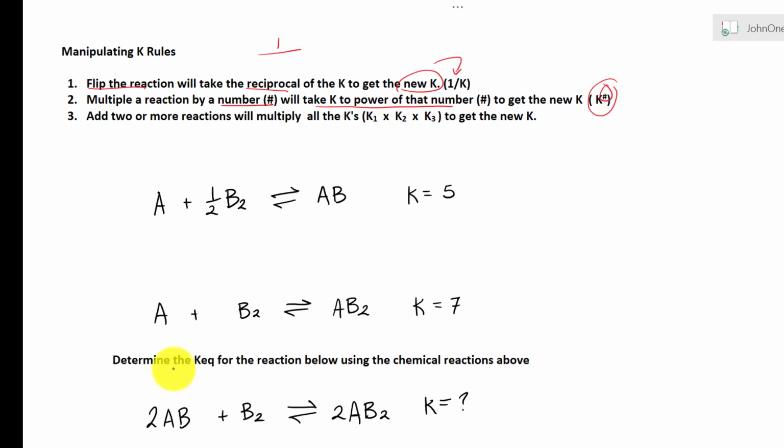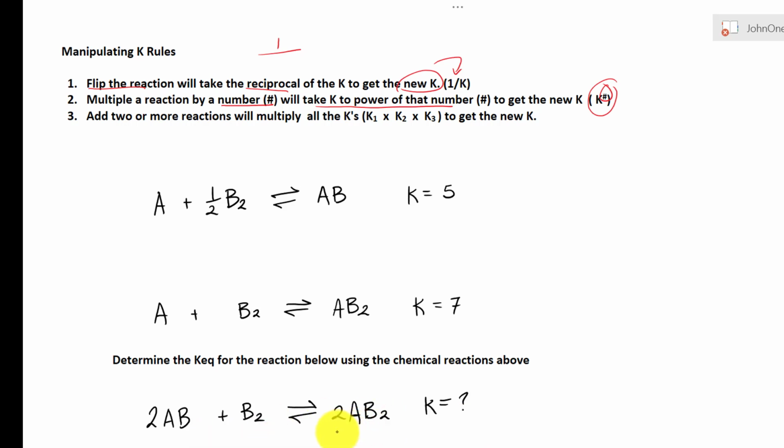Let's look at an example to understand more about these 3 rules. Determine the equilibrium constant for the reaction below, this one here, using the chemical reactions above. So basically, these 2 chemical reactions will combine together in some way to make this reaction, but we don't know what the equilibrium constant is going to be. So let's look at something that's unique about this reaction.